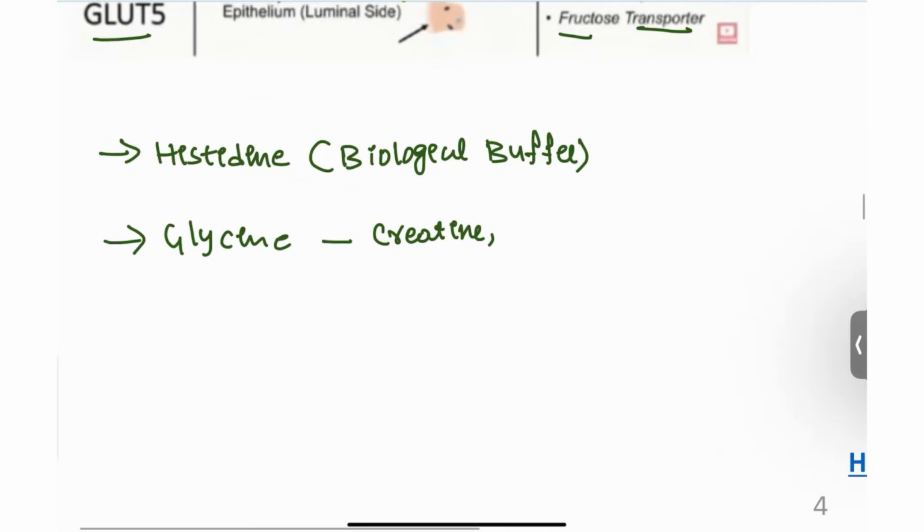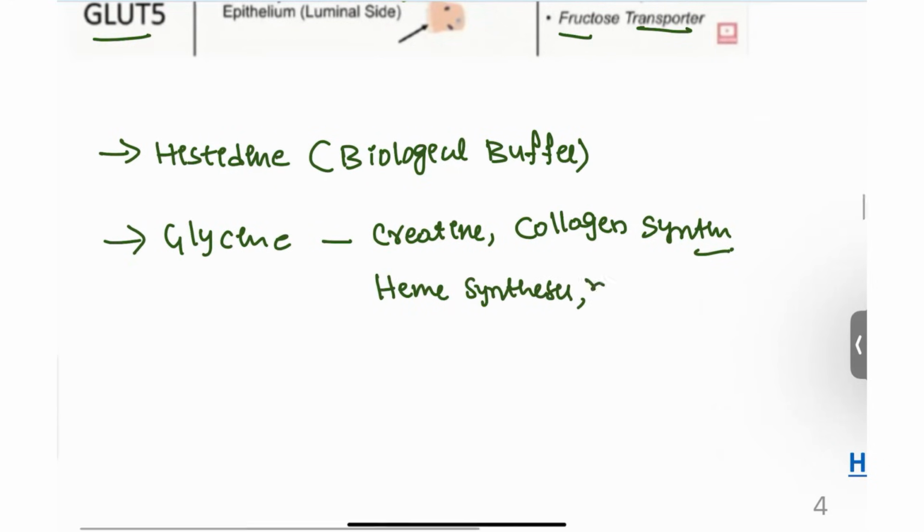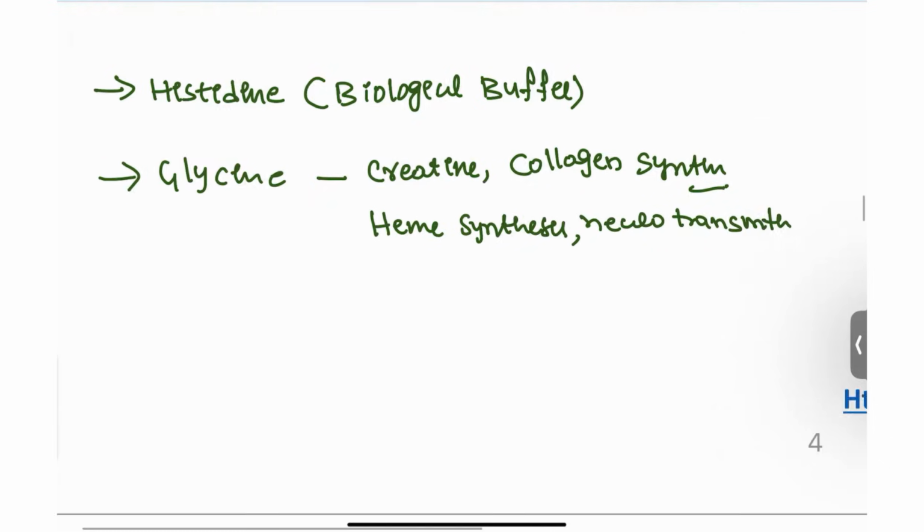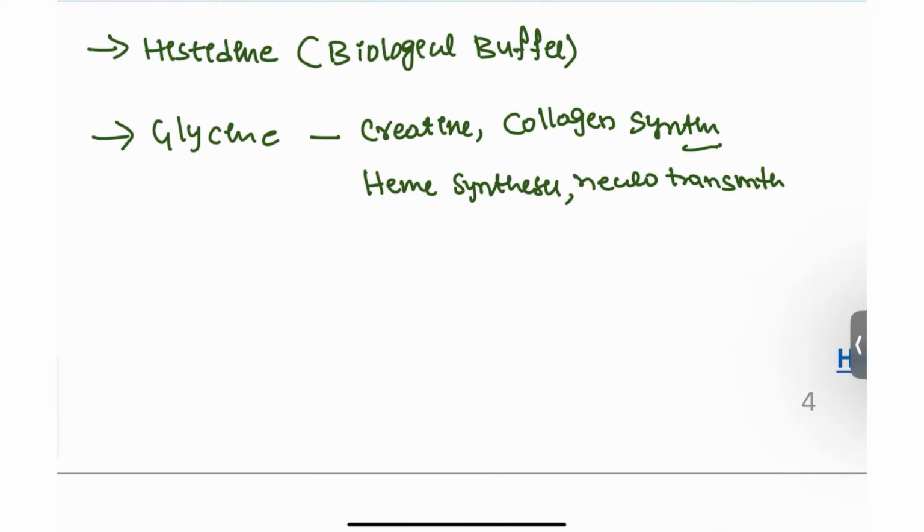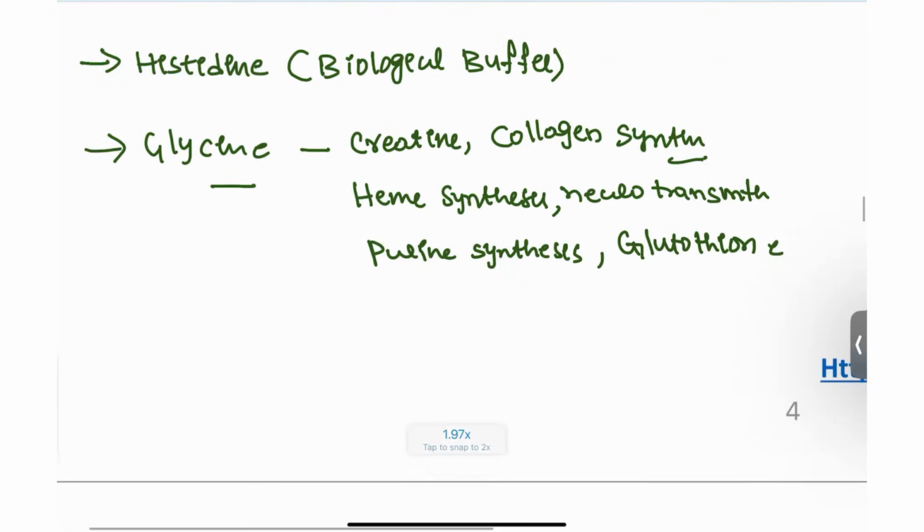Also, it is involved in collagen synthesis, heme synthesis, and neurotransmission. It is a simple amino acid, but it has many important roles like creatine, collagen, heme, and also purine synthesis. Many pathways are interlinked with glycine. Okay, and glutathione synthesis. All of these are important for glycine.